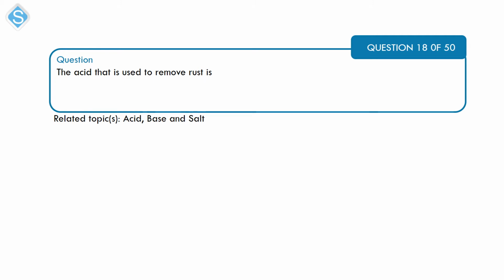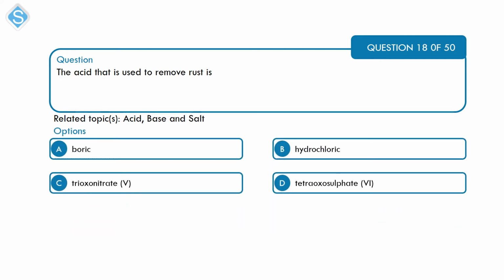This question is on acid, base, and salt. The acid that is used to remove rust is A. boric acid, B. hydrochloric acid, C. nitric acid, and D. tetraoxosulfate 6 acid.